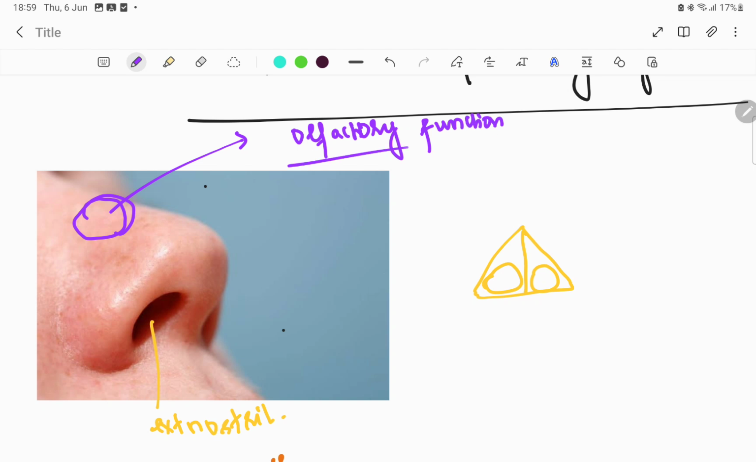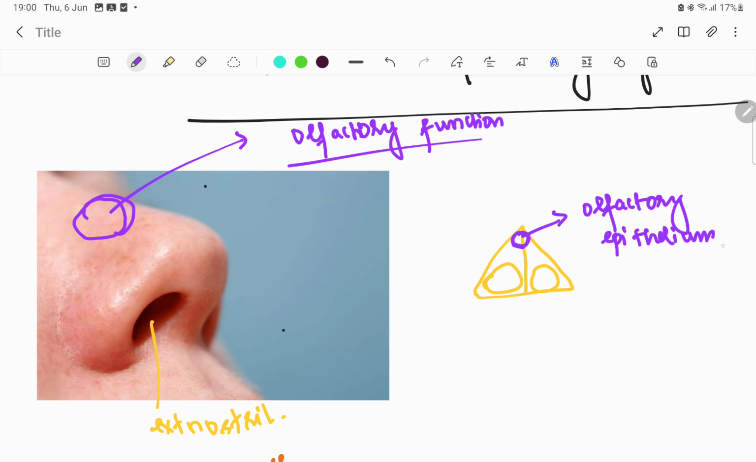What is the sensory function of the nose? It is a sense organ, isn't it? Because of that only we are able to sense smell. So which part of the nose is responsible for the olfactory function? It's the upper part. If you pinch your nose with both fingers, that part is it. Exactly it is here. This area contains olfactory epithelium, which we will study in the neural system chapter.